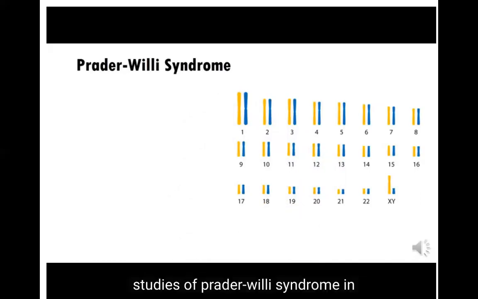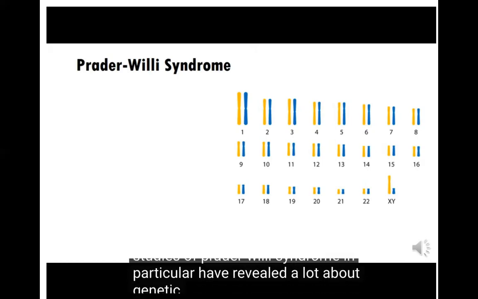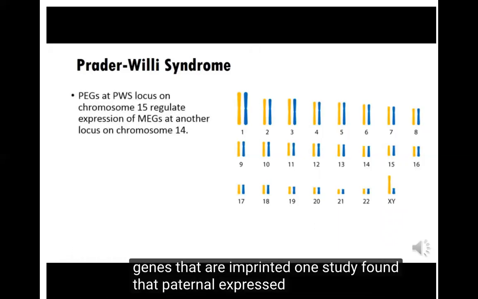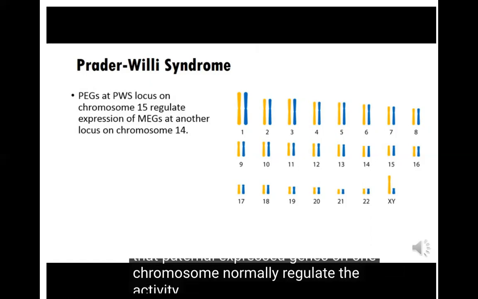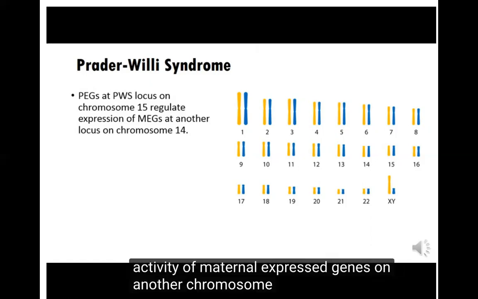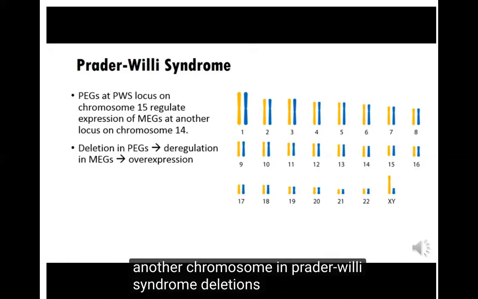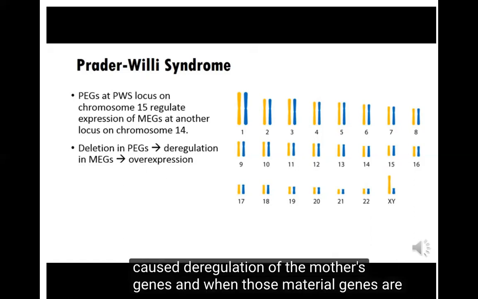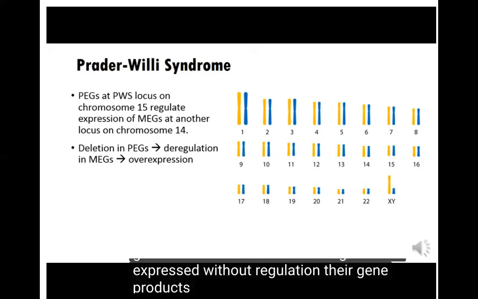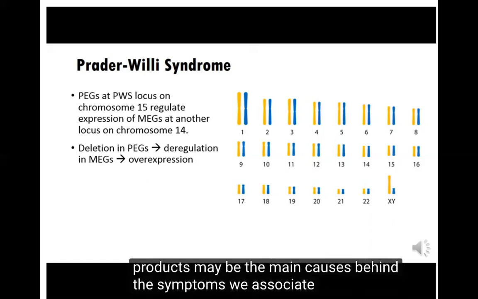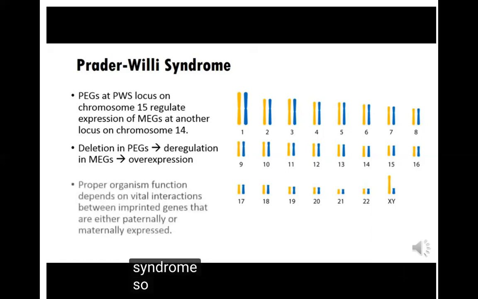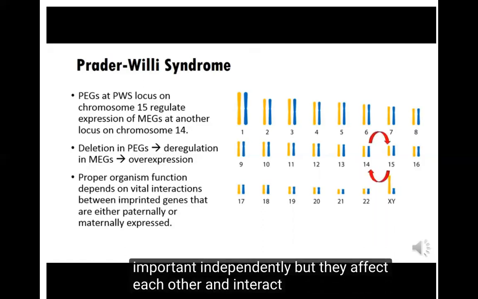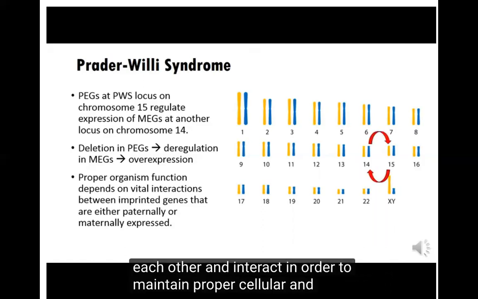Studies of Prader-Willi syndrome in particular have revealed a lot about genetic imprinting and the functions of genes that are imprinted. One study found that paternally expressed genes on one chromosome normally regulate the activity of paternally expressed genes on another chromosome. In Prader-Willi syndrome, deletions in the father's genes cause deregulation of the mother's genes, and when those maternal genes are expressed without regulation, their gene products may be the main causes behind the symptoms we associate with the syndrome. So not only are imprinted genes important independently, but they affect each other and interact in order to maintain proper cellular and bodily functioning.